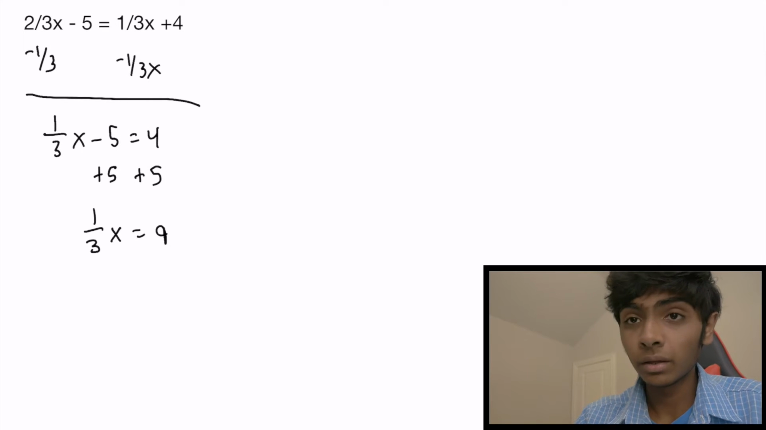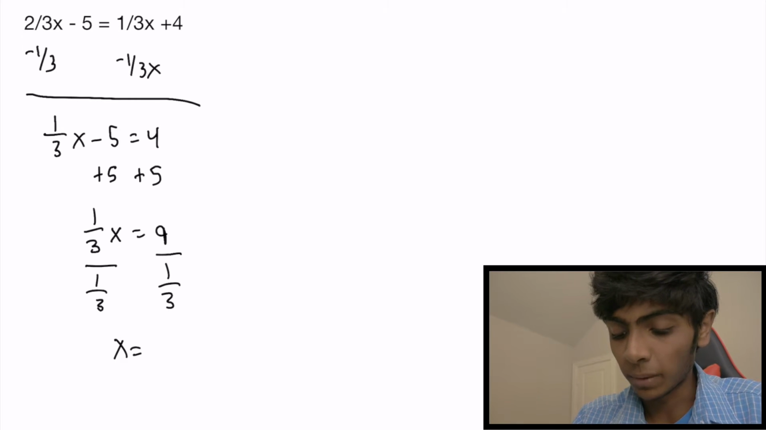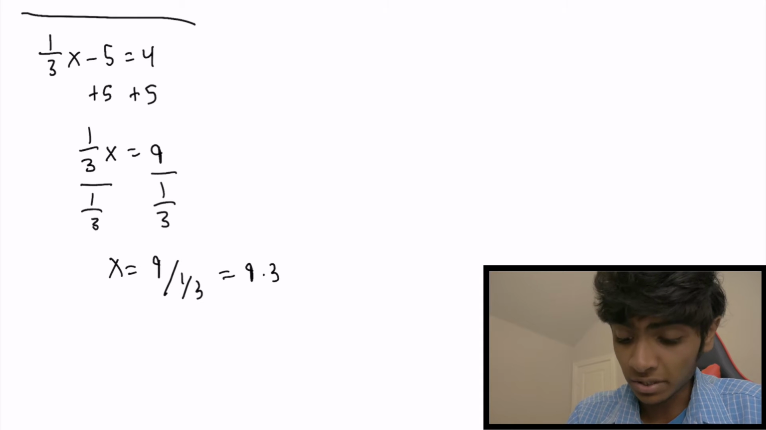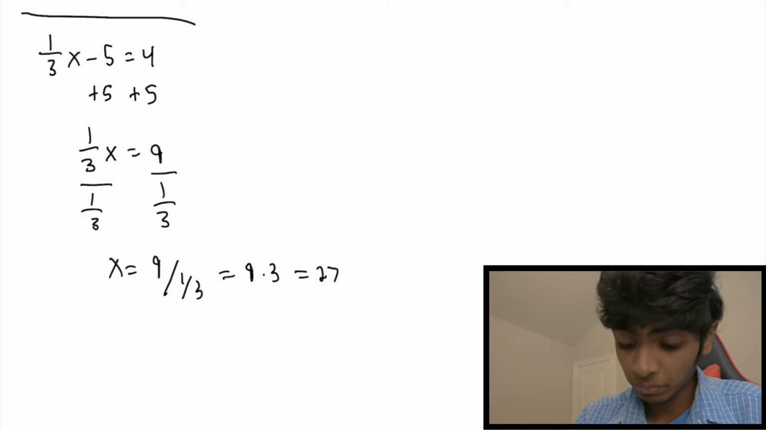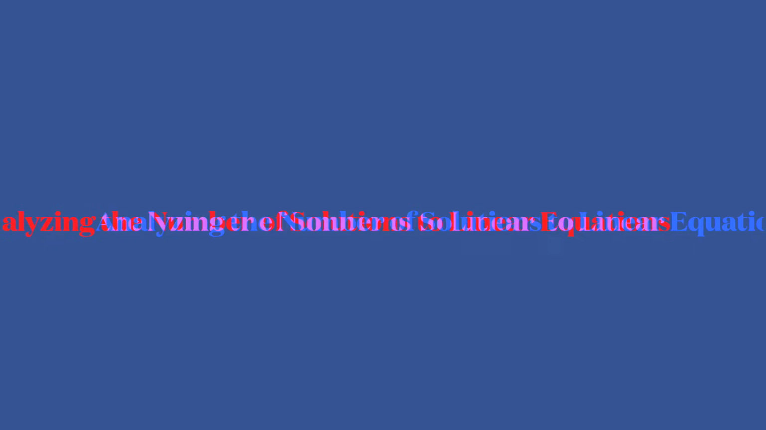Now the final step is just to divide by 1/3 on both sides. So divided by 1/3, divided by 1/3, which is going to give us x equals 9 divided by 1/3. And 9 divided by 1/3 is the same as 9 times 3 because of keep flip flip, and that gives us 27. So our final answer is x equals 27.